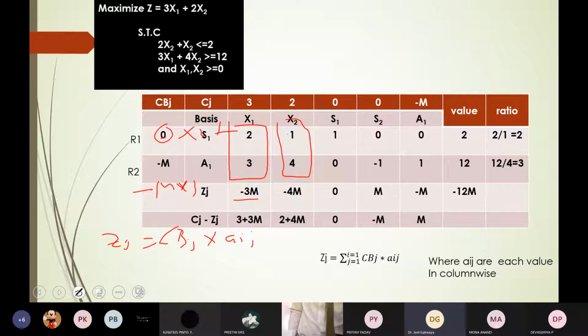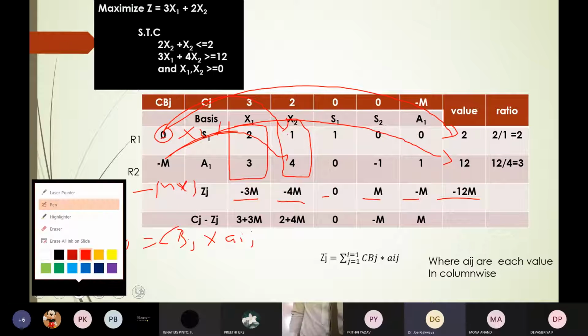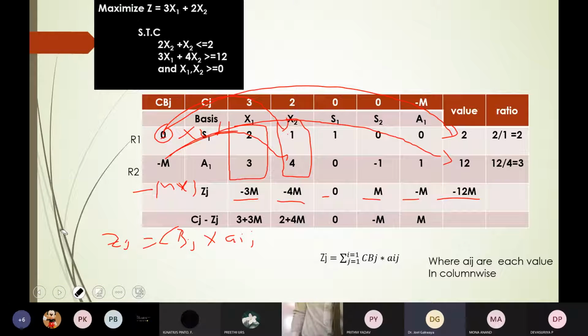0 into 1 is equal to 0, minus M into 4, minus 4M. Here, same, we have 0 into 2, and minus M into 12, we have minus 12M. Clear?